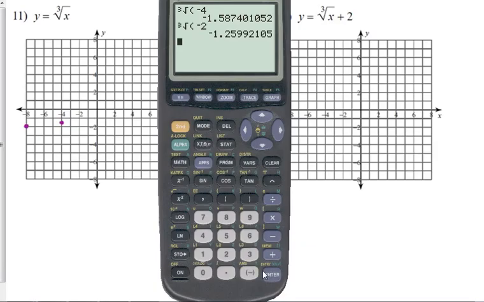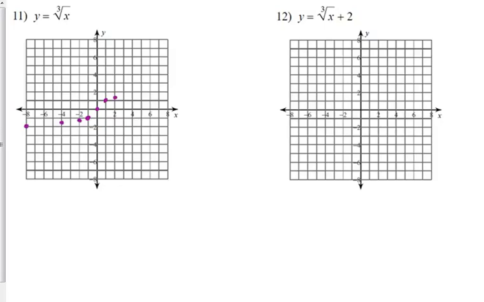Negative 1.6-ish. Cube root of negative 2 is negative 1.3. Cube root of negative 1 is negative 1. Cube root of 0 is 0. Cube root of positive 1 is 1. Cube root of positive 2 is going to be positive 1.3-ish. Okay, notice there's some symmetry here. It just differs by that sign.